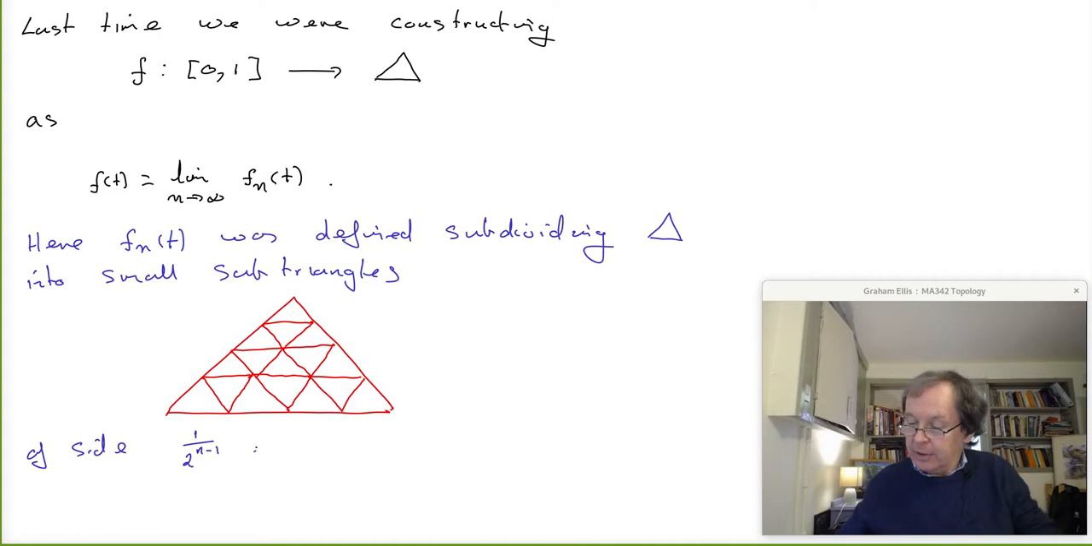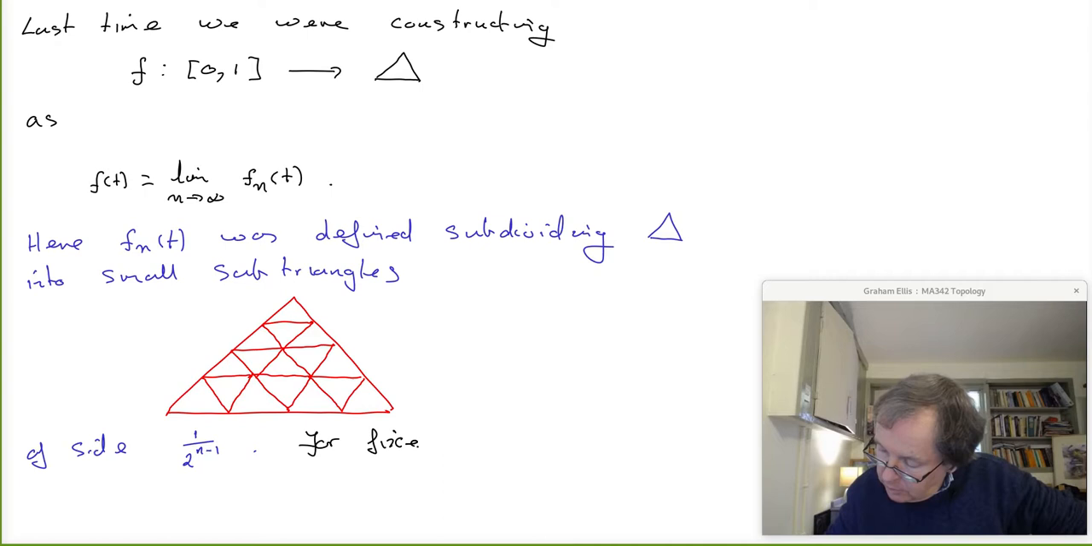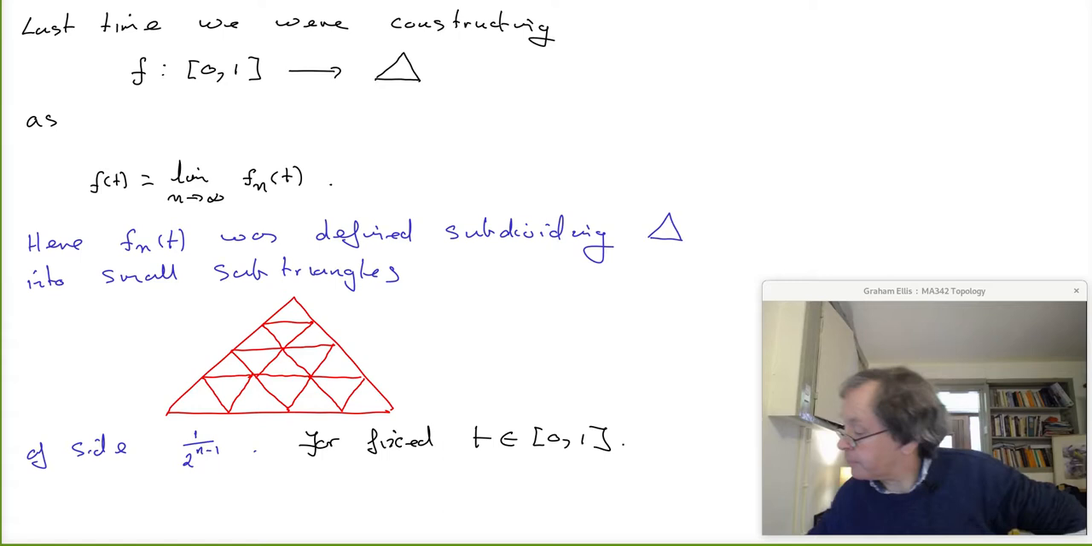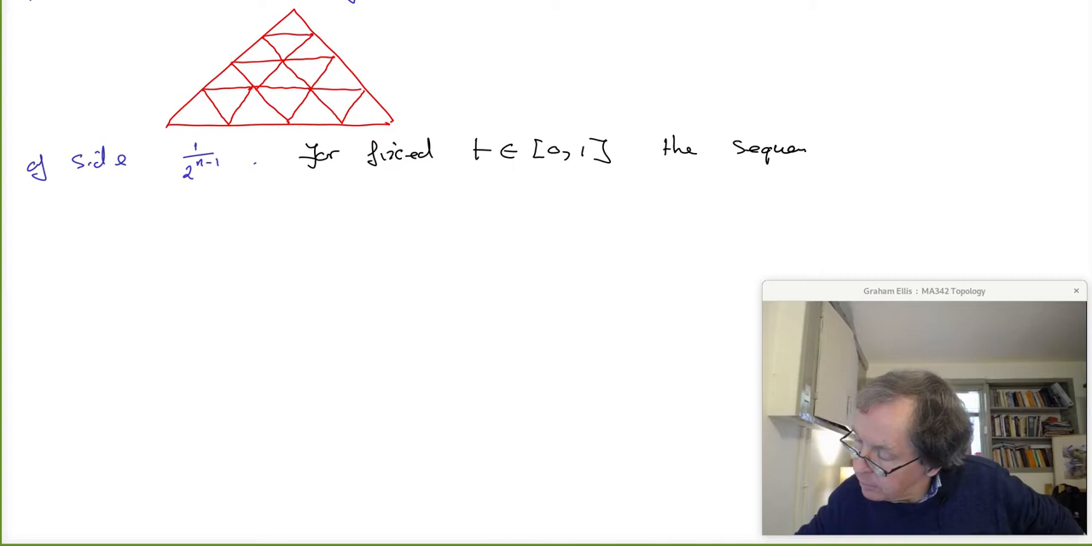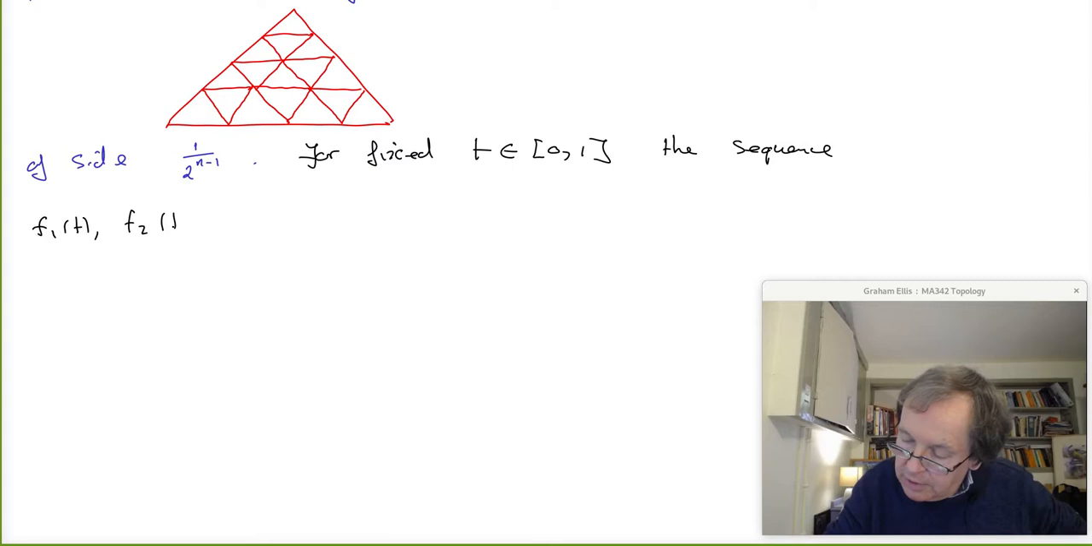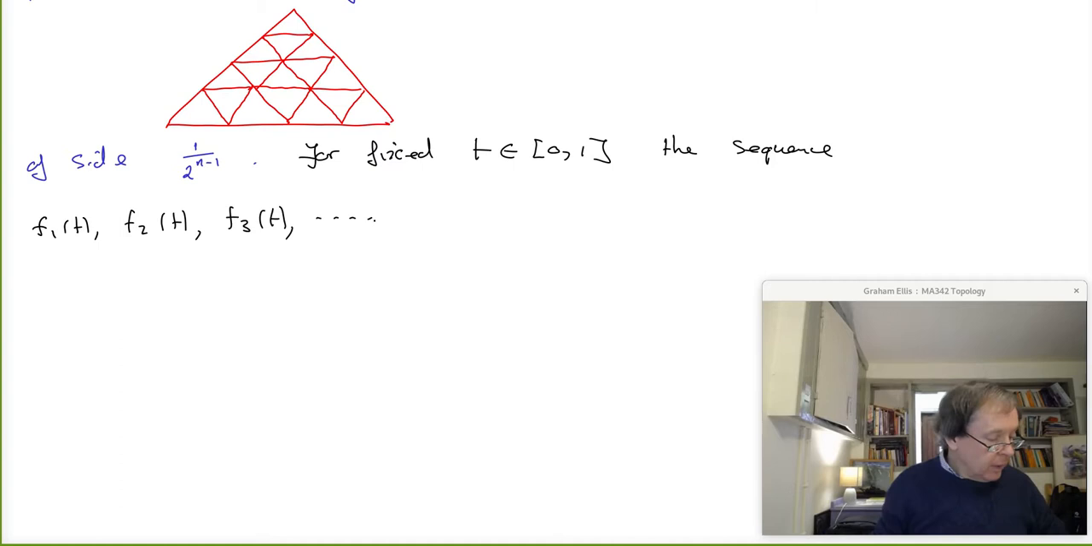And then for fixed t, let me change colour. For a fixed number t in the interval from 0 to 1, we get the following sequence: f1 of t, f2 of t, f3 of t, and so on. And that sequence is a Cauchy sequence.